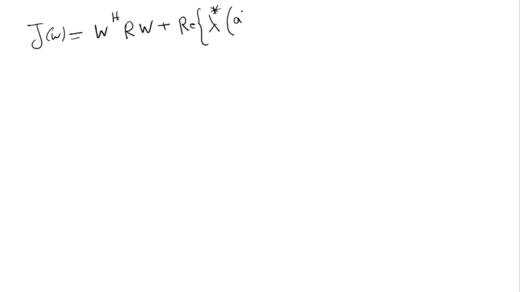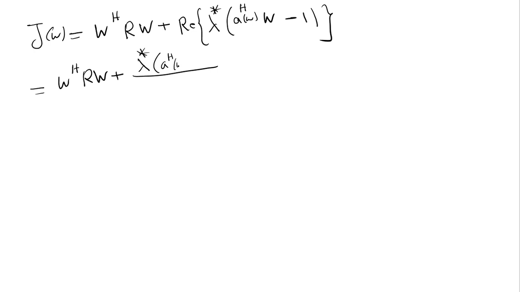We can form the following cost function: J(W) equals W Hermitian R W plus real part of lambda conjugate times A(omega) Hermitian W minus 1, and this can be written as W Hermitian R W plus lambda conjugate over 2 times A Hermitian W minus 1 plus lambda over 2 times W Hermitian A(omega) minus 1.